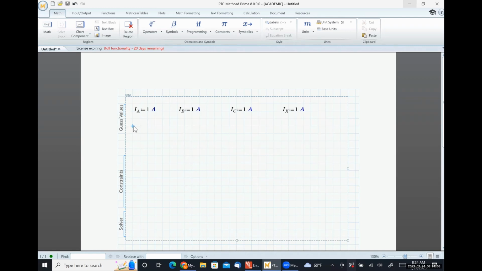Now, below this, I'm going to start writing in my equations. So these are going to be the constraint equations. And as soon as I type in an actual equation, it's going to expand this bracket to cover it. So you don't have to worry about where you're putting things in here, really. It should just be guess values on top, constraints, and then solver at the bottom. And it'll make the brackets fit everything as it goes through.